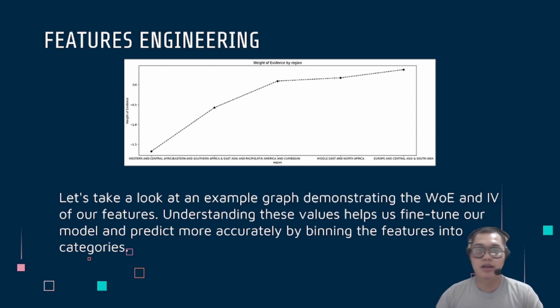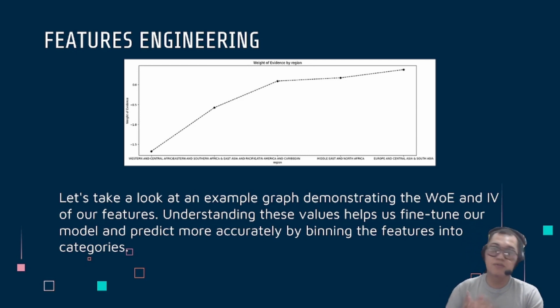All right. And this is an example of the demonstration of weight of evidence and information value of one of our features. Understanding this value helps us to fine-tune the models and predict more accurately by binning the features into categories. From this example, it's from the feature region, where we can see this is the one that we already binned.